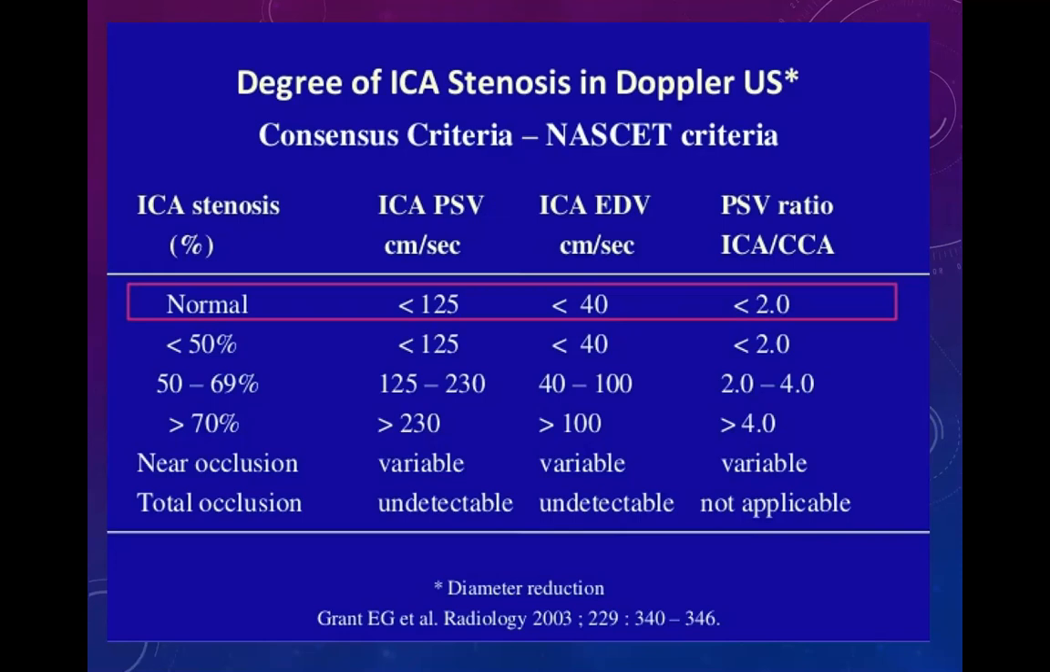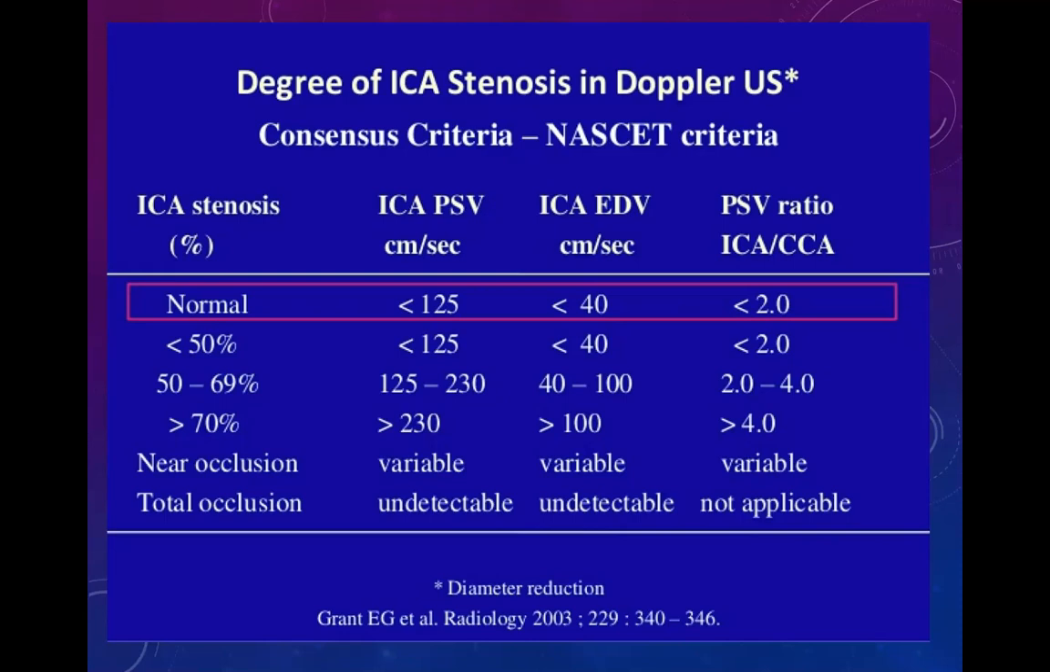I agree with Dr. Shahu that institutional standardization is very critical. And these numbers, the velocity number, the ratio number, and all these things, every place has to set up their own, not empirically, but with your own experience, correlating with the angiograms, correlating with the DSA, and say, this is our institutional standard. So that's very critical.